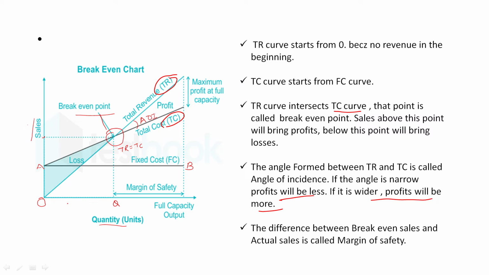The difference between the break-even sales and the actual sales is called the margin of safety. This is the break-even quantity, and this is the full capacity output. Let us denote it here as OM. So OM will be your actual sales, and OQ will be your break-even sales. The difference between the actual sales and the break-even sales, that is OM minus OQ, will be your margin of safety.